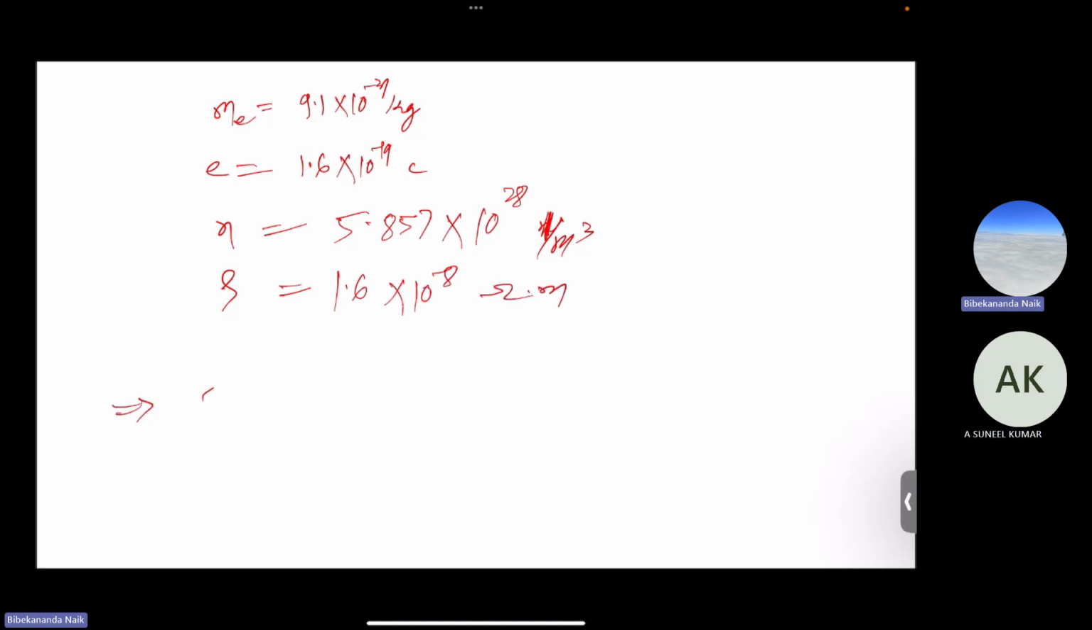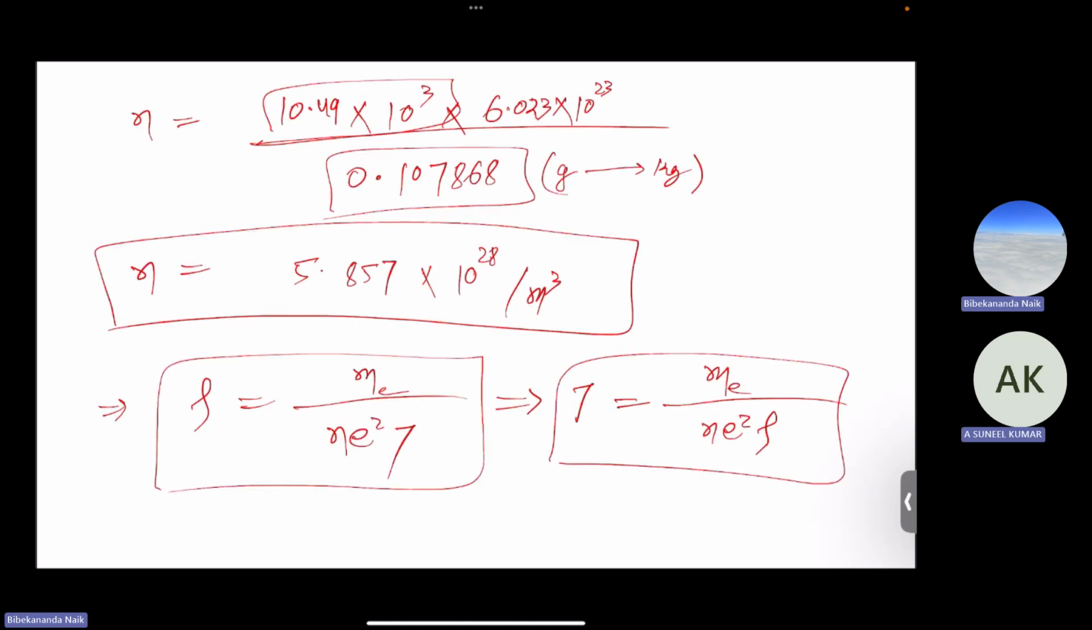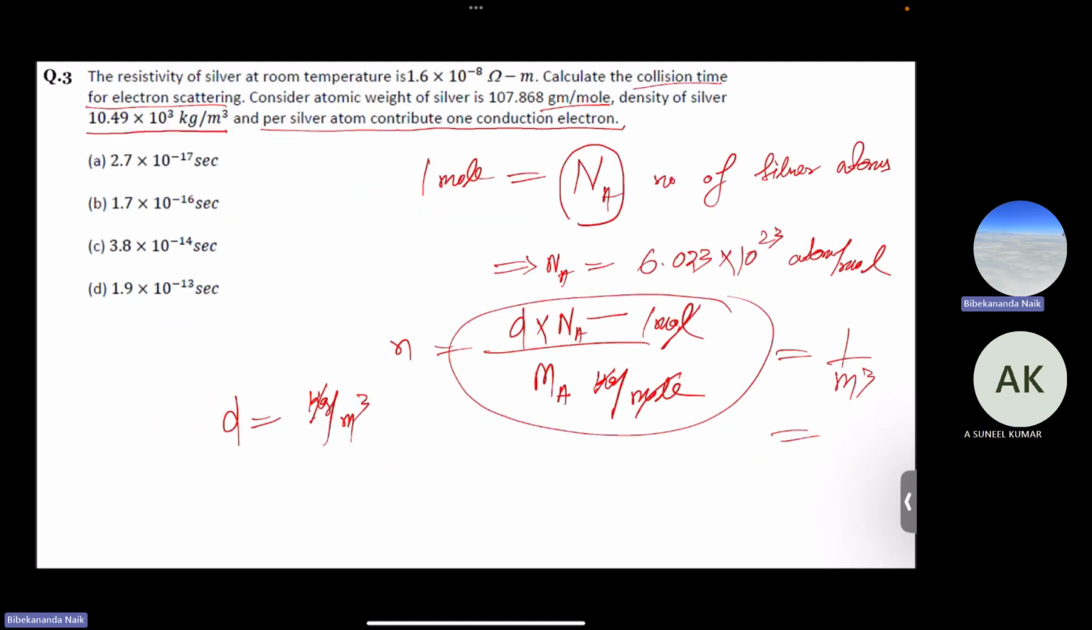So if you put the value, what will be the value of tau? Is it 0.379 into 10 power minus 30? Sorry, once again, 0.379 into 10 power minus 13. Okay, if you see the options, these are the four options, then which of those options will be correct? 3.8 into 10 power minus 14. C. Yes, so option C will be the correct option.